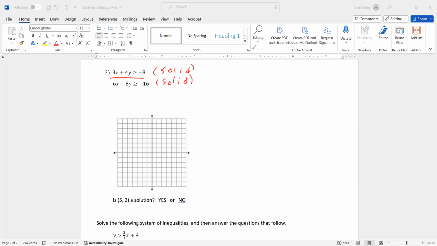For the first one, subtract 3x. So 4y is greater than or equal to -3x minus 8. Divide by 4. I get y is greater than or equal to negative 3/4 x minus 2. Go ahead and graph it. Minus 2, down 3, right 4. I could go up 3 and left 4. And I shade this one above.